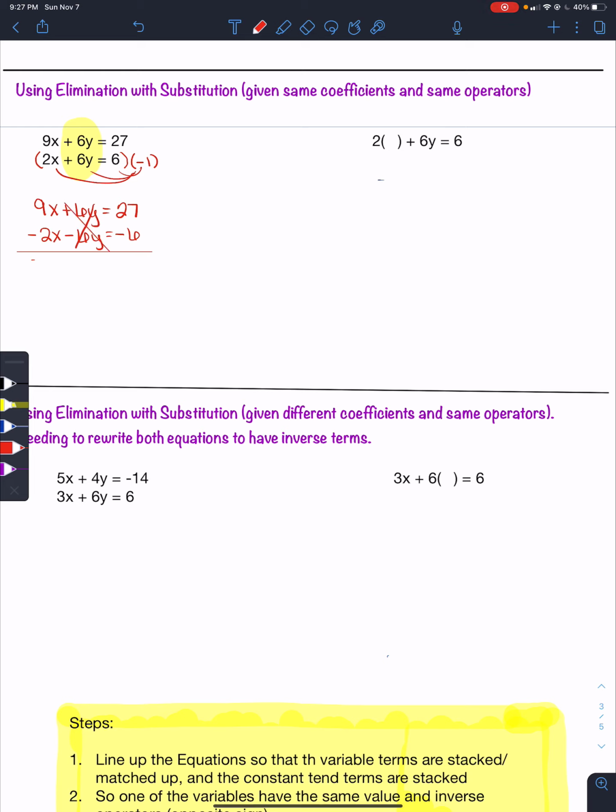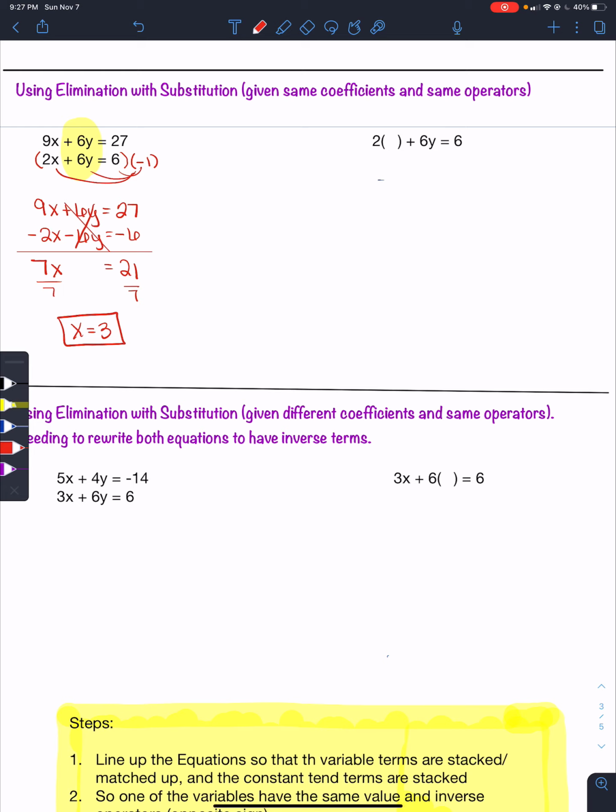9x minus 2x gives me 7x. 27 minus 6 gives me 21. Divide both by 7, and we get x equals 3.